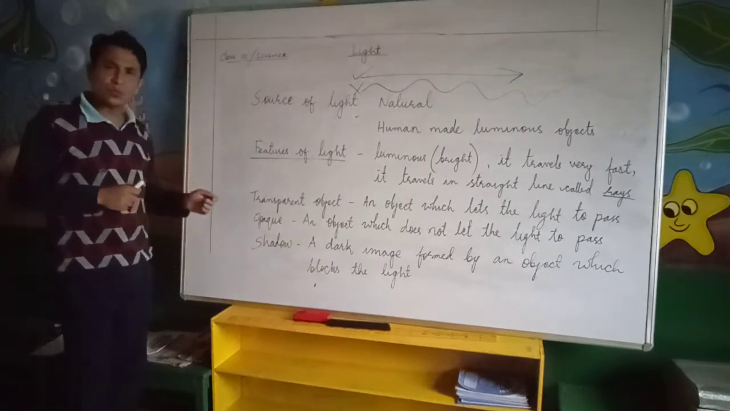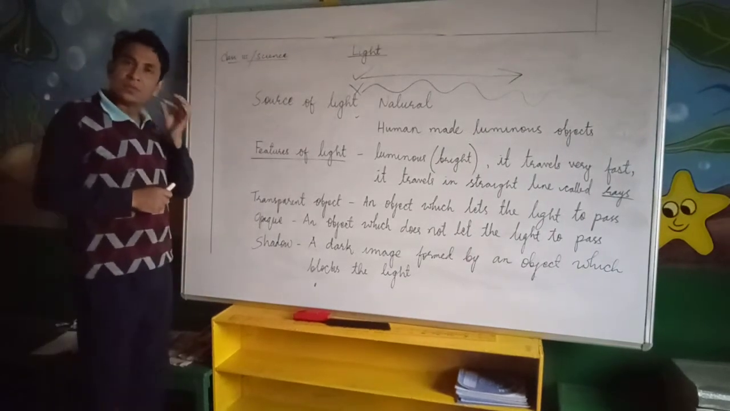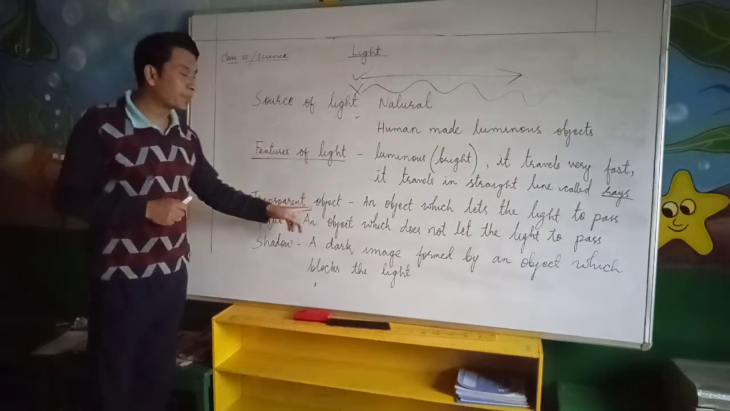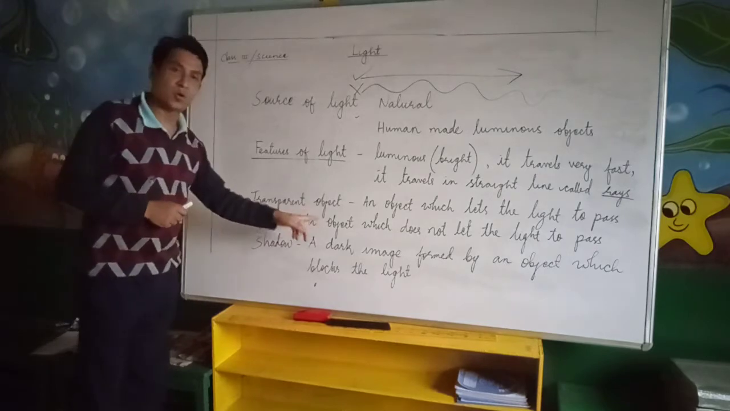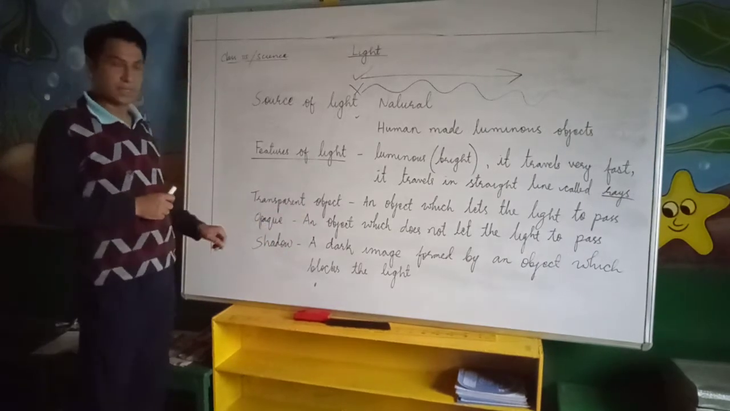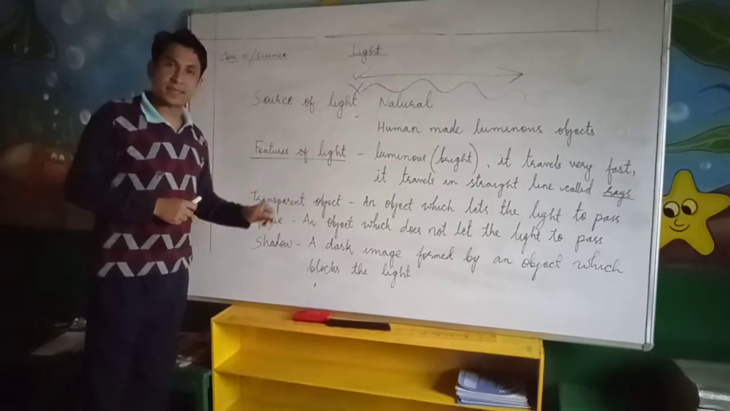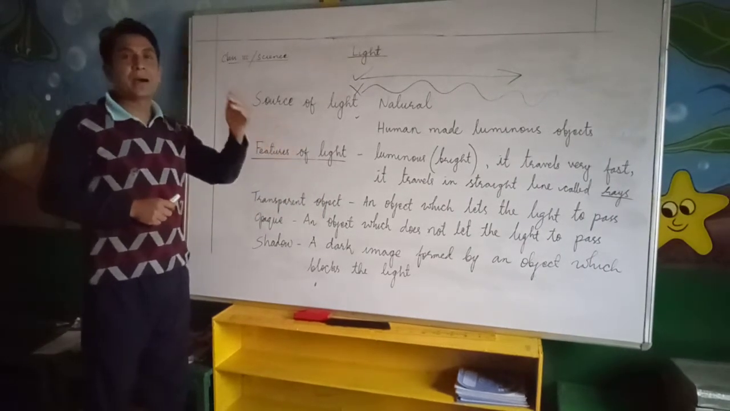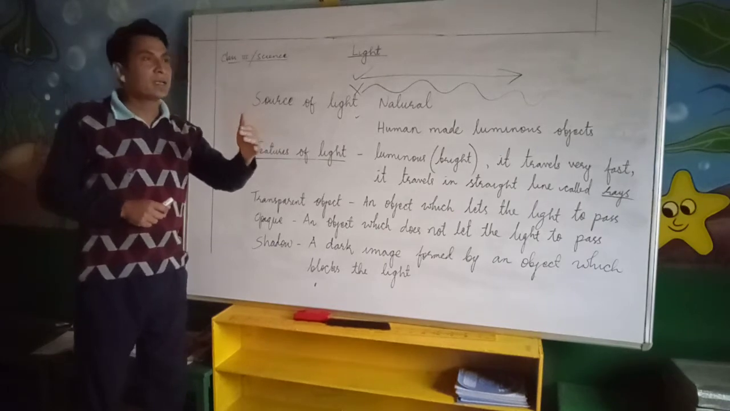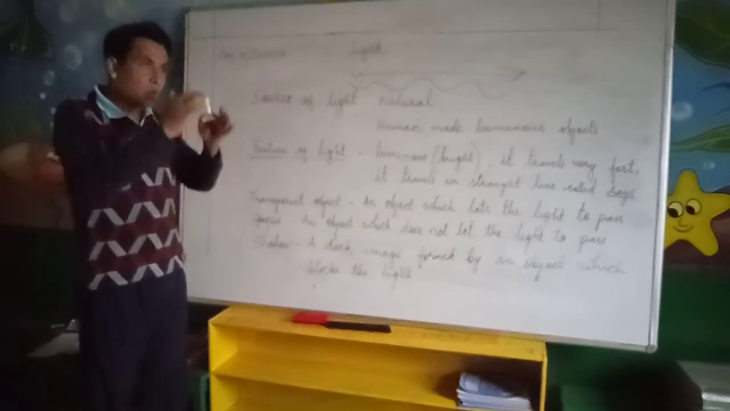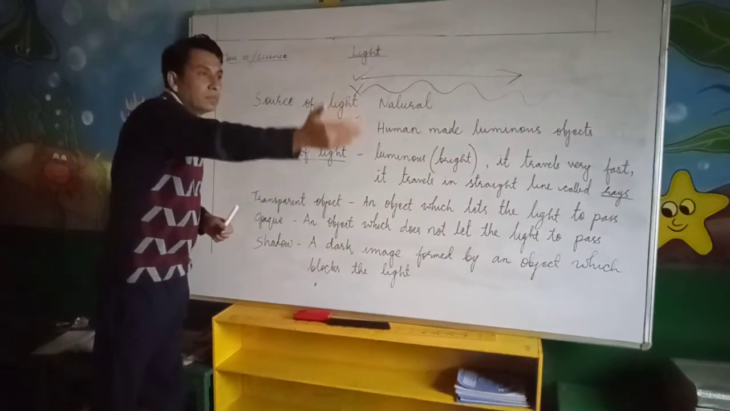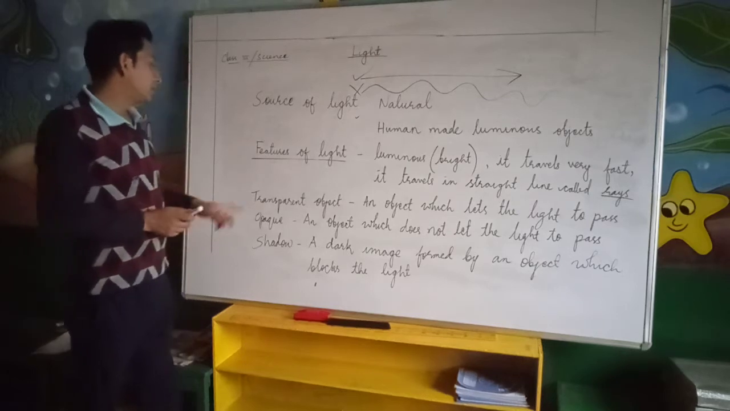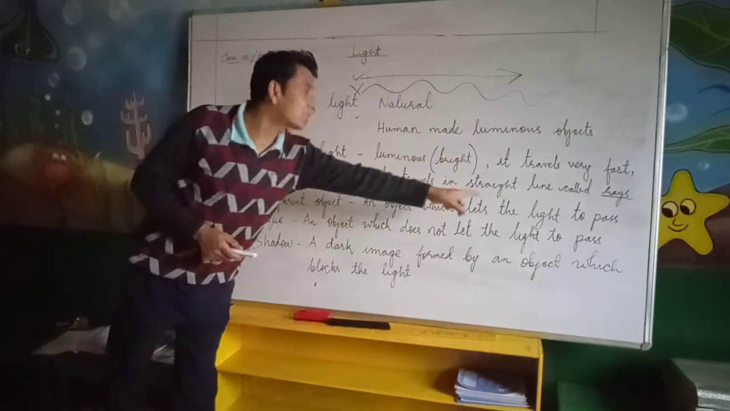Now, moving into some concerned words in this chapter: transparent object, opaque object, and shadow. Transparent object. Yes, I am going for the paradarshi. Paradarshi, what is it? An object through which we can see the other side. Transparent object: an object which lets the light to pass.